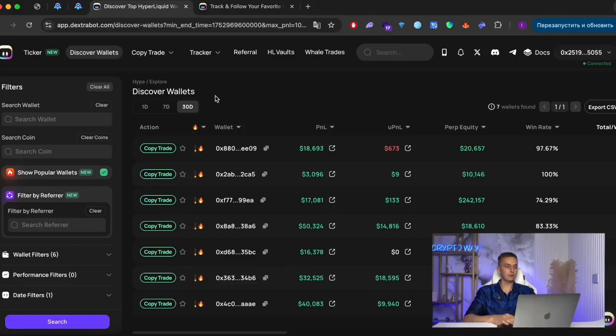But for now, let's go through the process together, step by step, visually searching for interesting wallets, filtering them, and later you'll be able to set them up for copy trading on your own. I'll explain everything step by step right now. So after all the days of testing, I realized that the most convenient platform for finding wallets is DexRobot. I've talked about it before in my previous videos. But overall, let me repeat, there's nothing complicated about it.